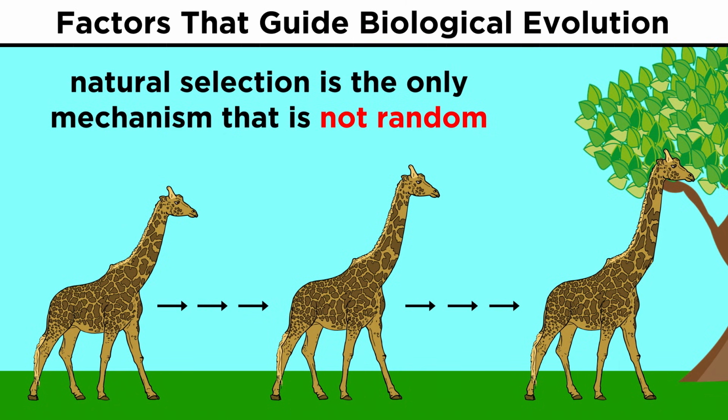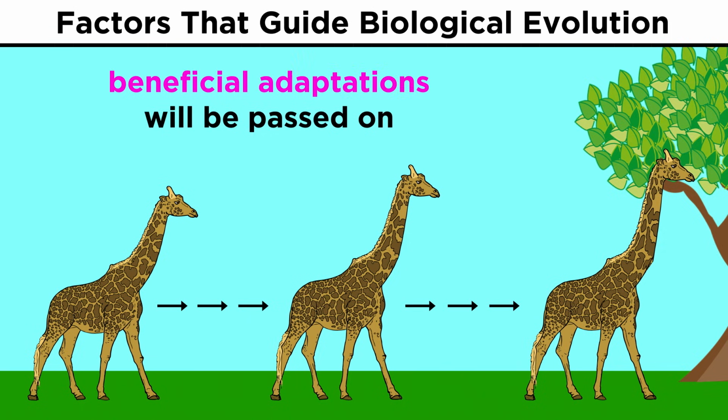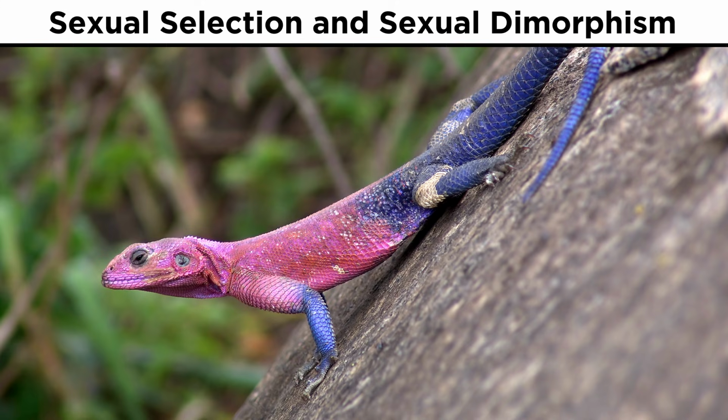But as we said, natural selection is the only guiding hand to evolution that is not random. It is predicated on the notion that beneficial adaptations will be passed on, which slowly over time produces brand new species. This can work in a variety of ways. Sexual selection has to do with an adaptation that makes an organism more likely to find a suitable mate.